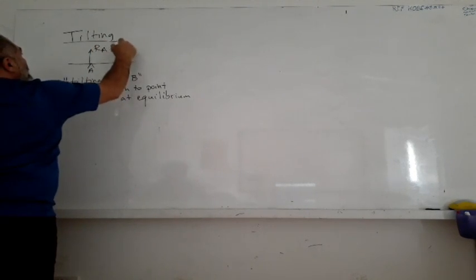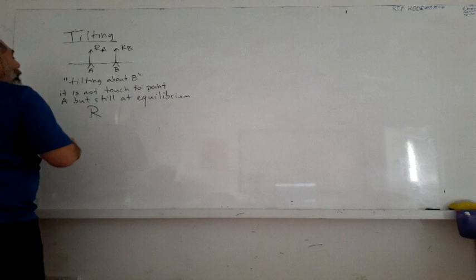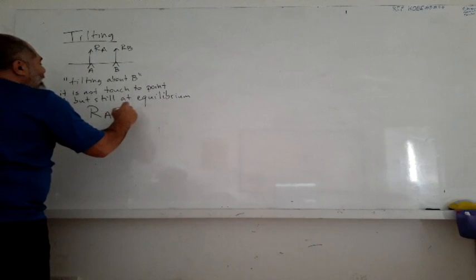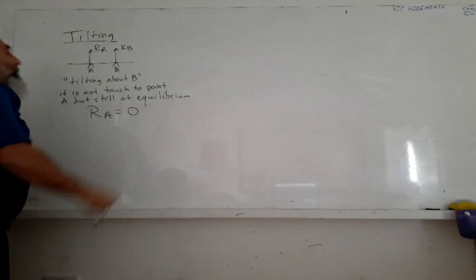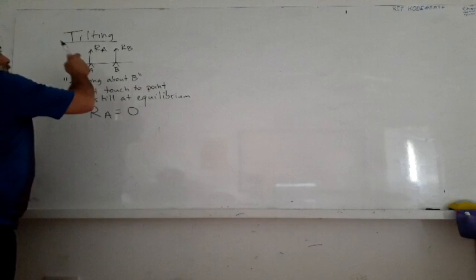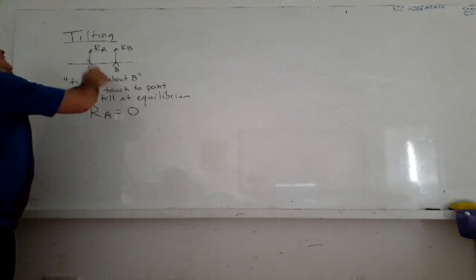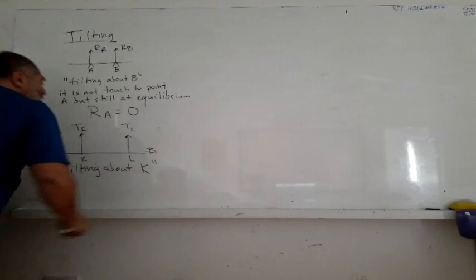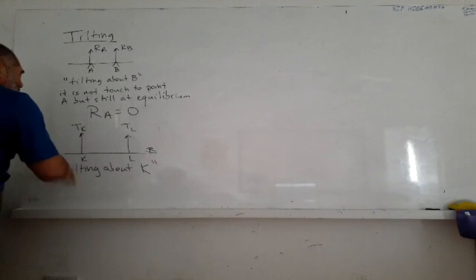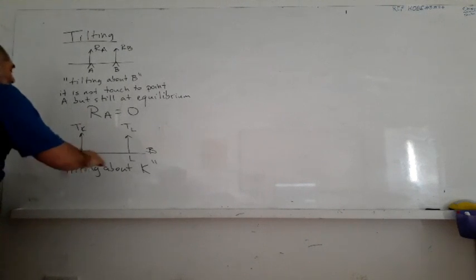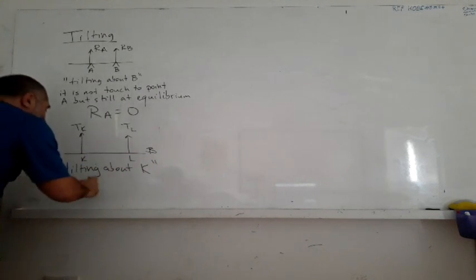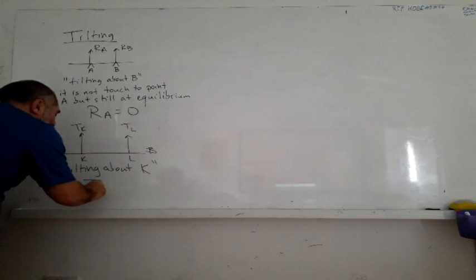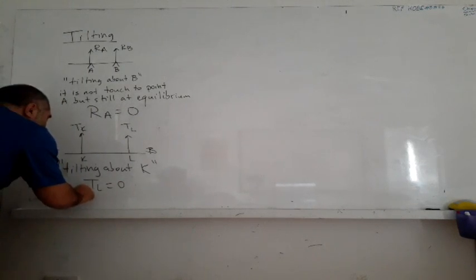If it is tilting about B, means it is not touching point A anymore, have no connection with point A, but still at equilibrium, and we don't have any normal reaction force at point A. Or if it is tilting about K, means tension at L is equal to 0, but still in equilibrium.